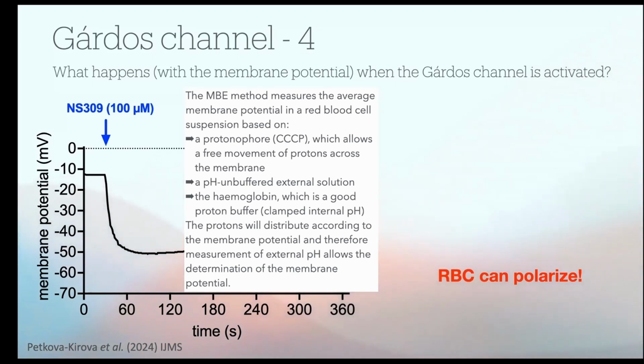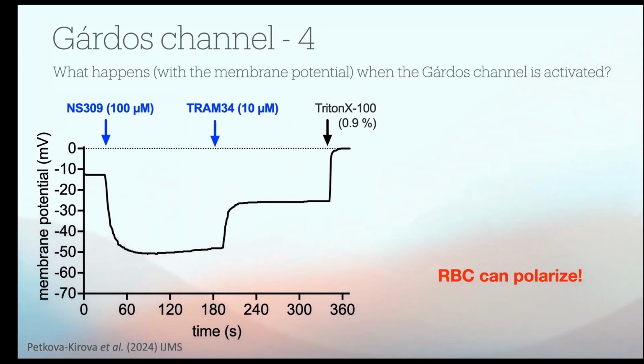And if we continue the experiment, if we add a Gardos channel blocker, TRAM-34, we can inhibit this response. And then usually at the end of these measurements, we lyse the cells with Triton X-100, which gives you the calibration point of 0 millivolts. So this is obviously not yet what I refer to as pseudo action potentials, because we see the polarization, but except if we add the TRAM-34, there's no depolarization.